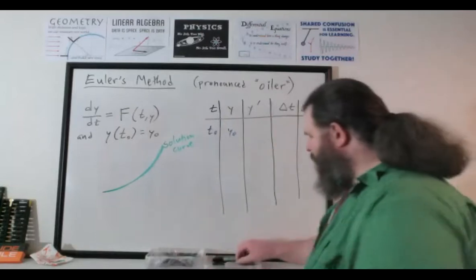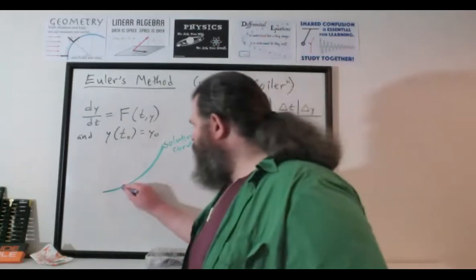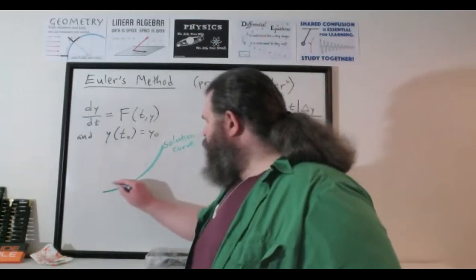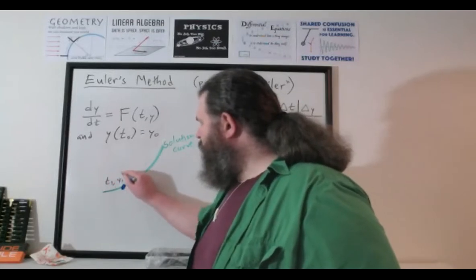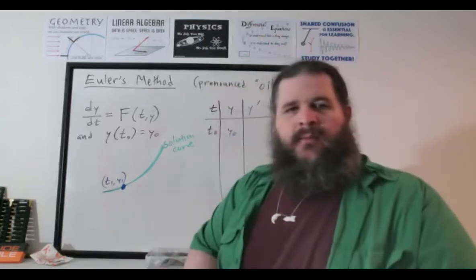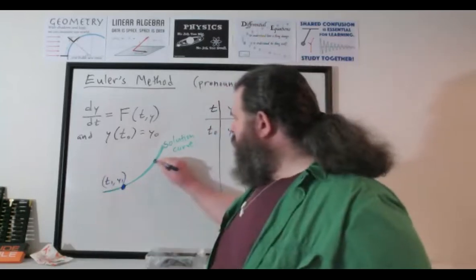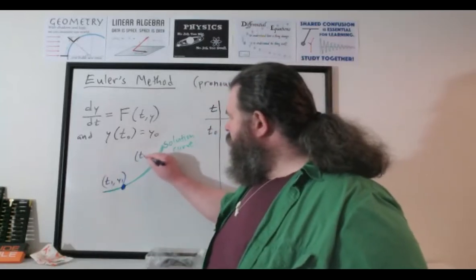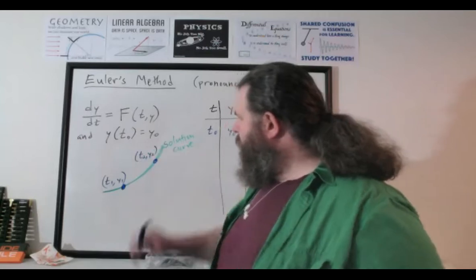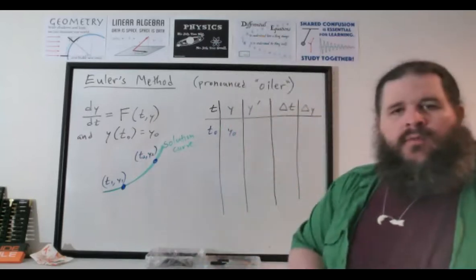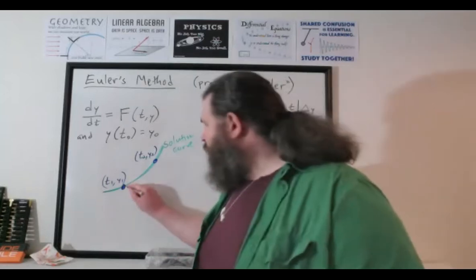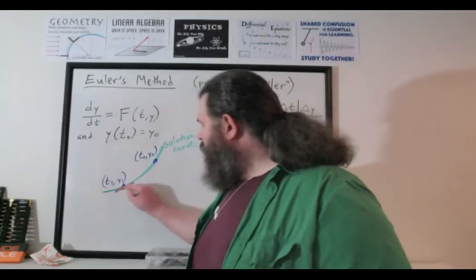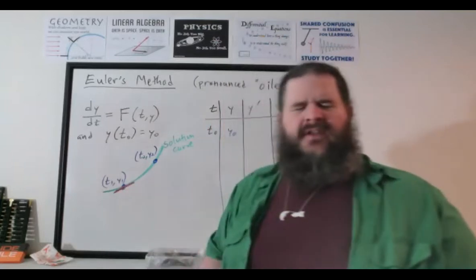And let's say we have a point on that curve. So let's say this point is T1, Y1. And we want to get to another point on that curve, T2, Y2. What we're doing is we're approximating this based on the slope. The slope at this point, the derivative, is the function or the value y prime.